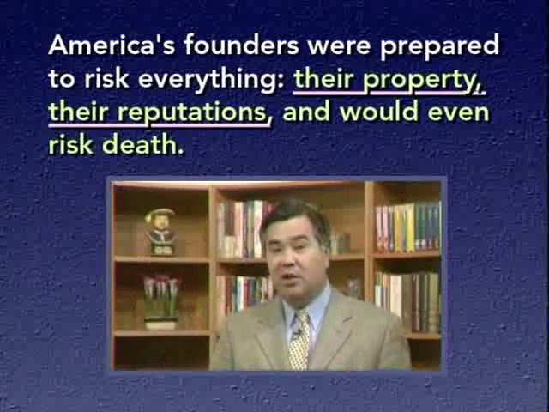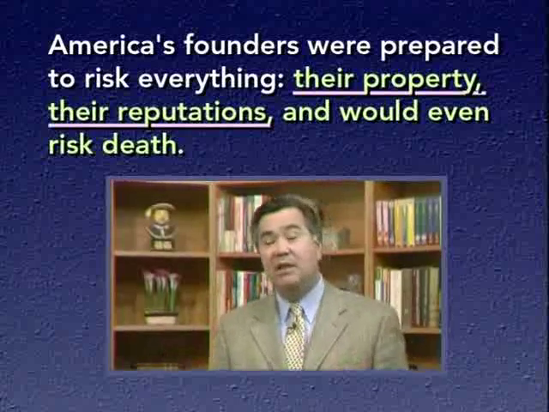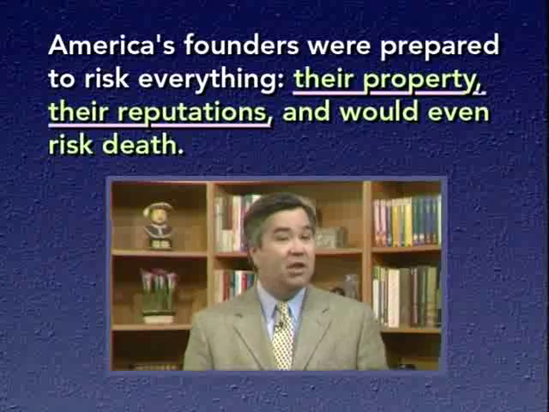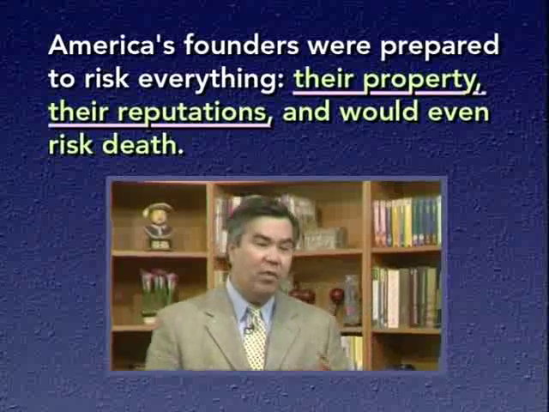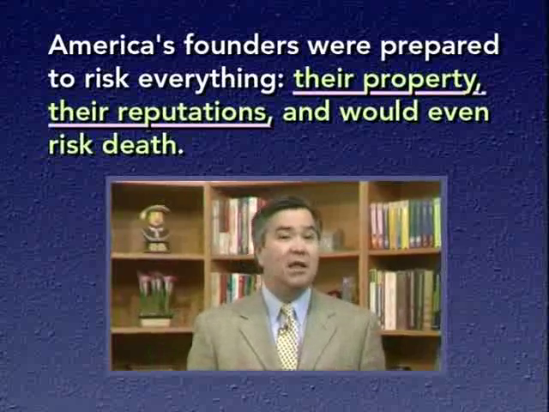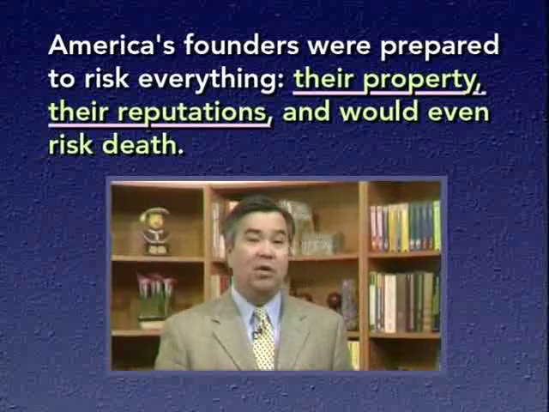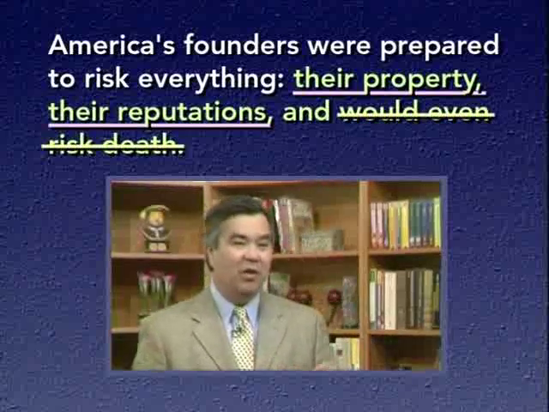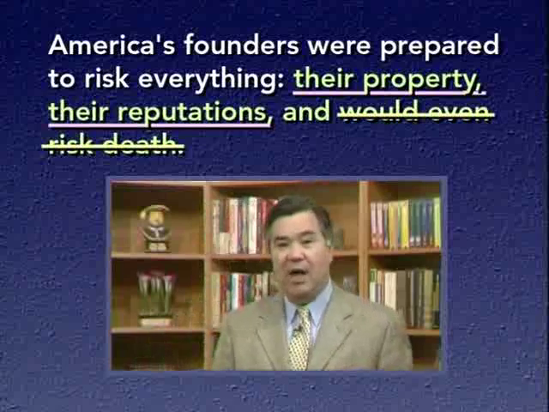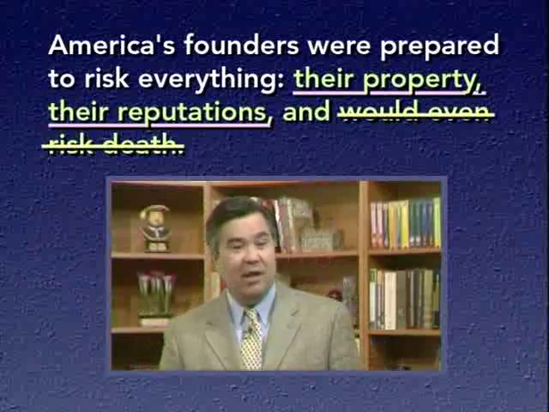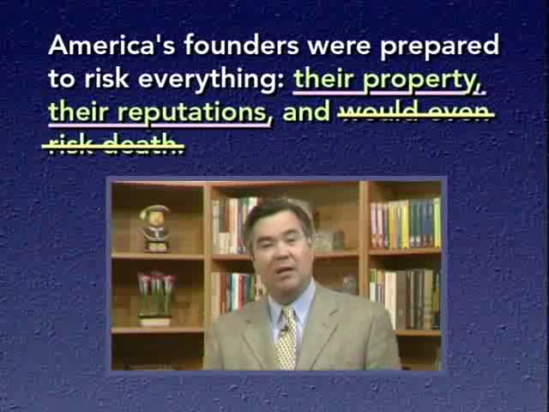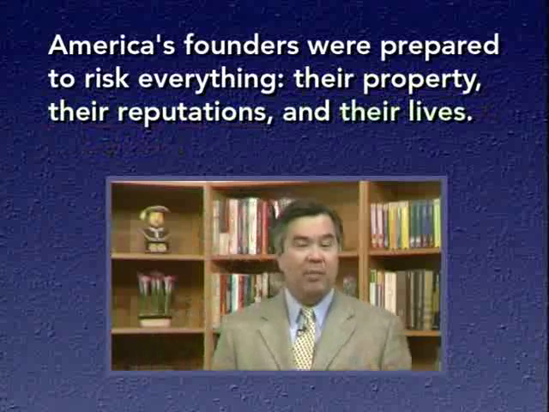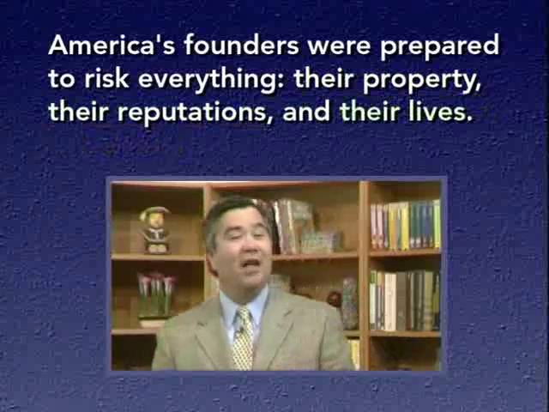However, the third item is listed in a different form. Would even risk death. Suddenly, a verb has been inserted, would risk, and this changes the grammatical form. So the 3 items, even though they have similar meanings, are not being set up in grammatically similar form. Instead, that third item should be changed to match the other 2 in grammatical form. Since the first 2 items read their property, their reputations, the third item should read their lives. After all, that's what's being risked, their property, their reputations, and their lives.